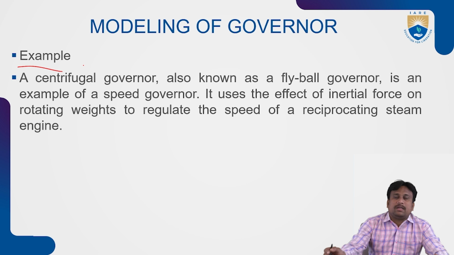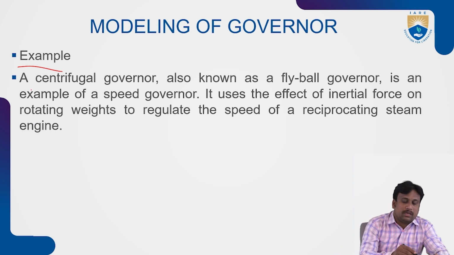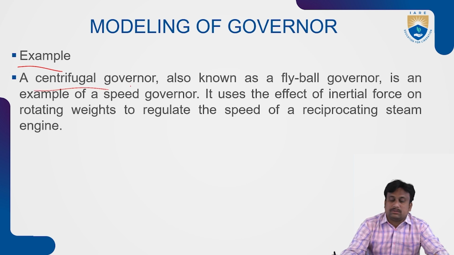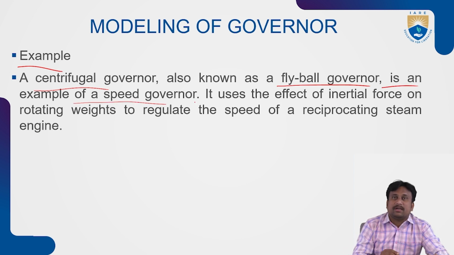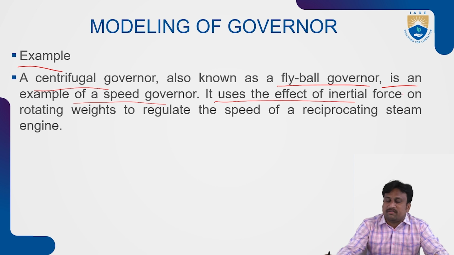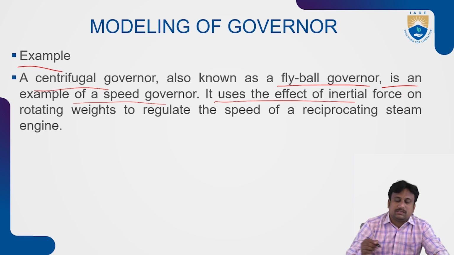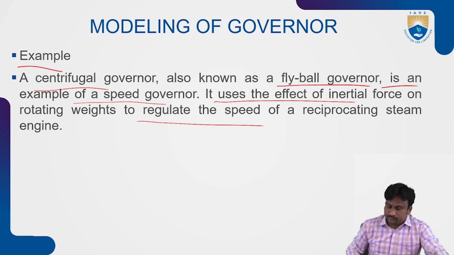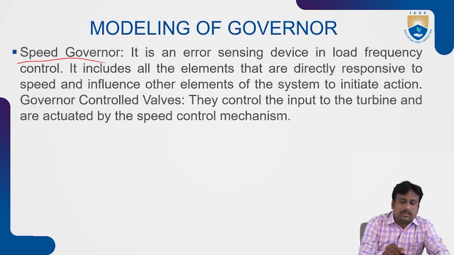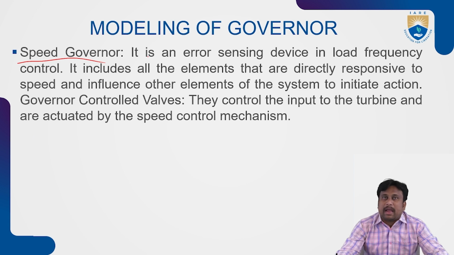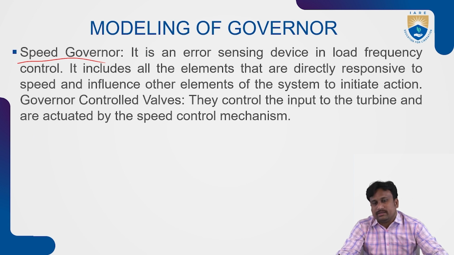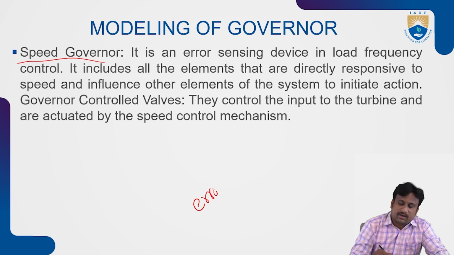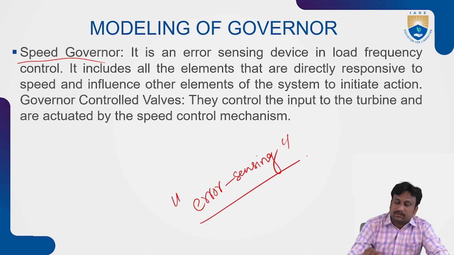Here, when we consider an example, a centrifugal governor, also known as a fly ball governor, is an example of a speed governor mechanism. It uses the effect of inertial force on rotating weights to regulate the speed of a reciprocating steam engine. This speed governor acts as an error sensing device.